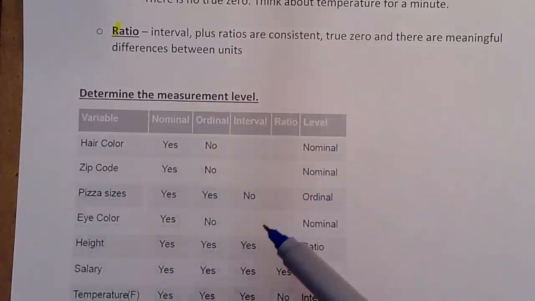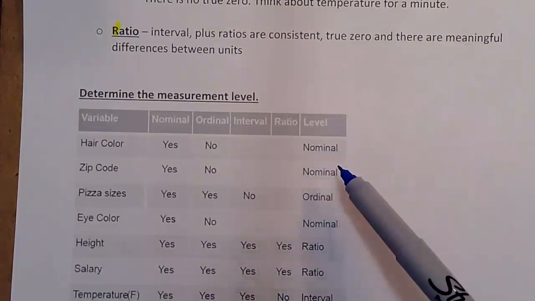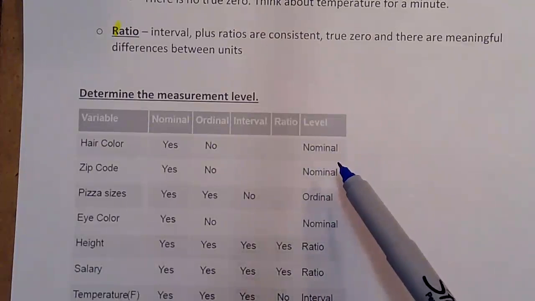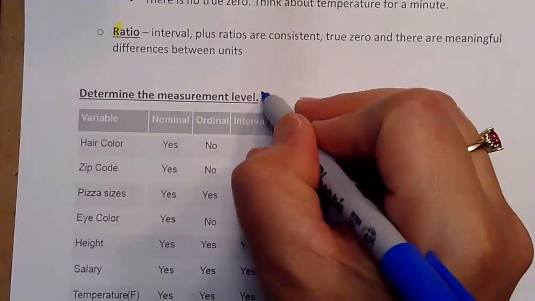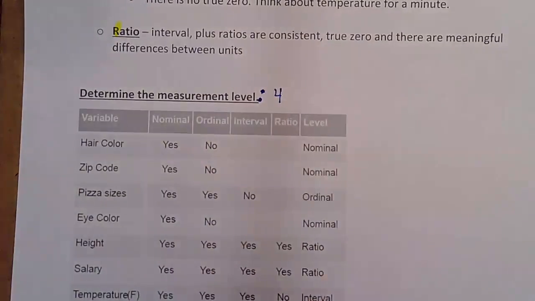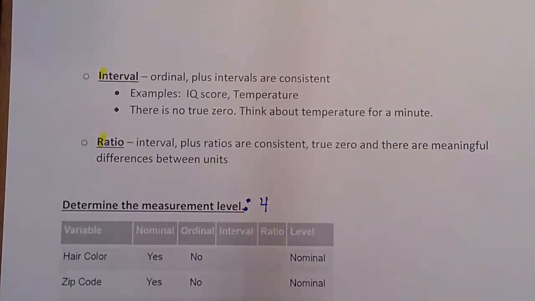Okay, nominal, ordinal, interval, or ratio? And then you have the level that they finally went with. On the 4 levels, they determined the measurement level, and there's 4 of them. Then they went ahead and concluded a level for them, so that you can look at that. Okay, but the last 2 are interval. So for interval, they say ordinal plus interval are consistent.